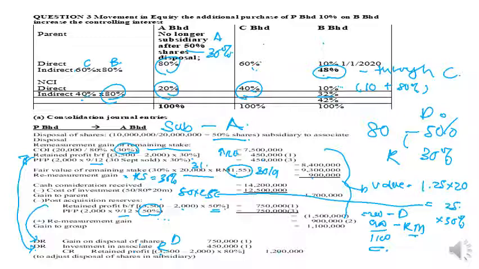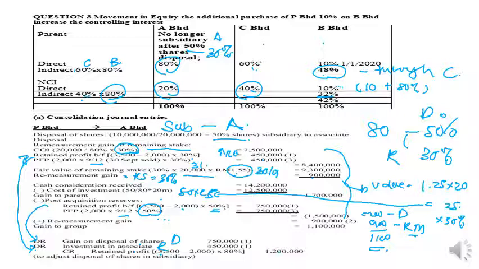So you're going to have 200 here, the gain to the group. Total up the remeasurement gain with this amount: 200 plus 900, so you're going to have 1,100. This is the total gain. The 200 here is the gain from disposal, and the 900 is the gain from the remeasurement. So altogether you're going to have 1.1.